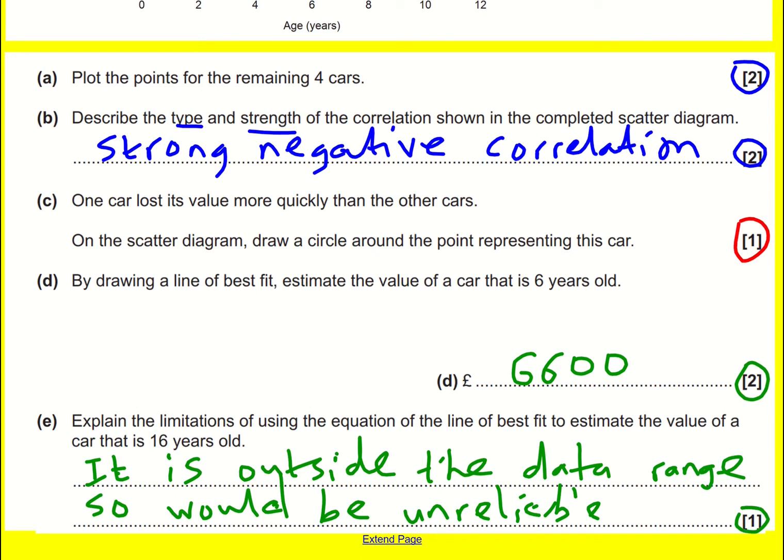Okay, if you want, you can talk about it being negative, but this is more of a standard answer that will apply in lots of situations.